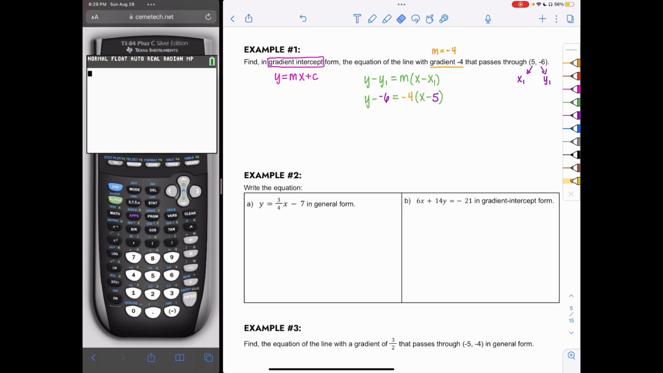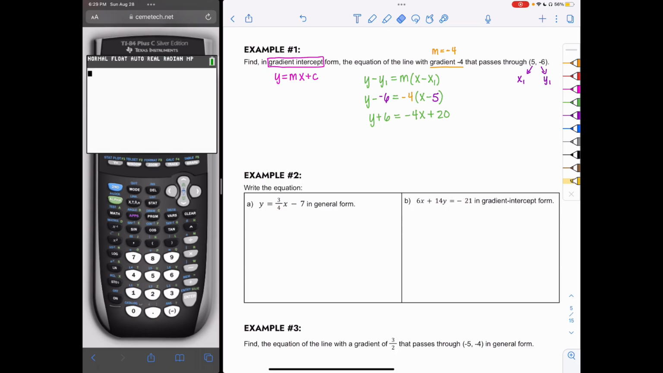So next I will end up having y plus 6. Remember, a negative and a negative is a positive. So anytime I have subtract negative 6, that's the same thing as adding 6. That is going to be equal to negative 4 times x is negative 4x. Negative 4 times negative 5 is a positive 20.